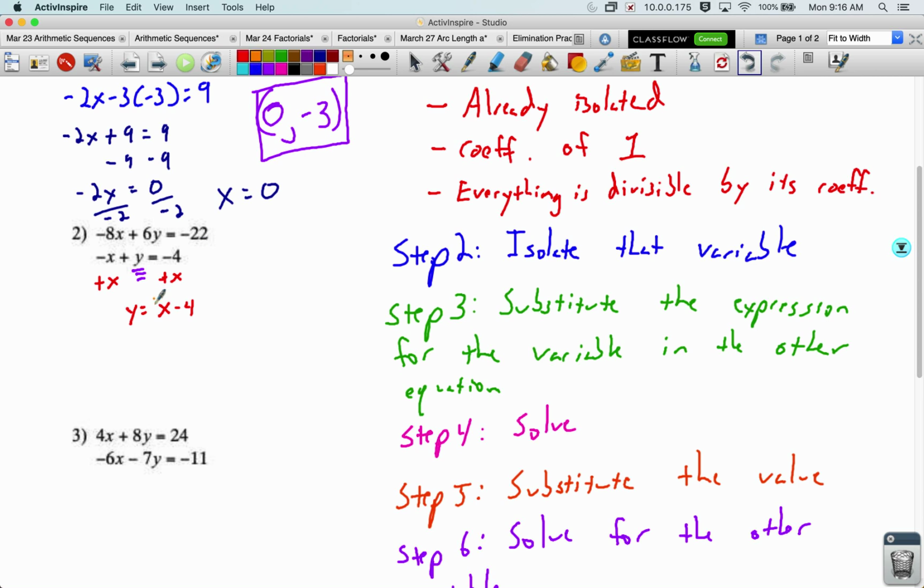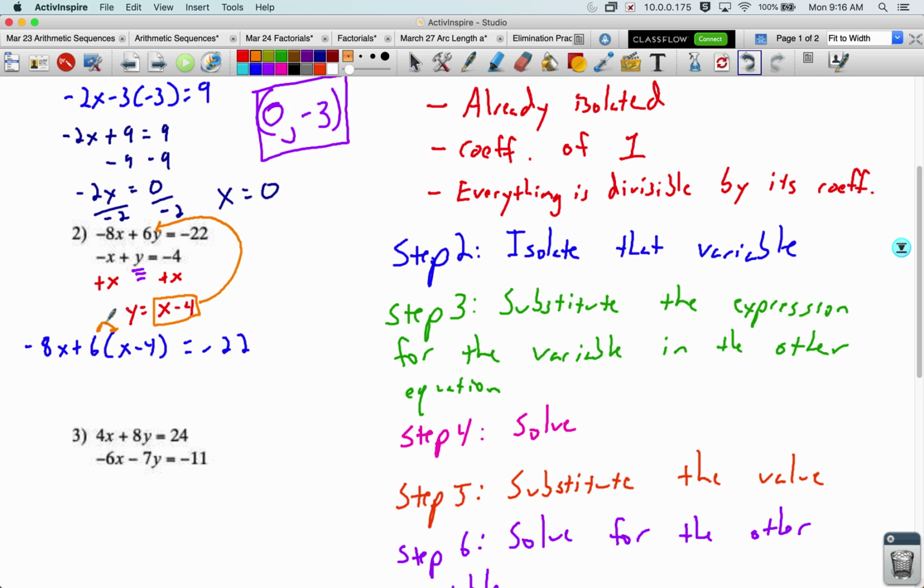Now this expression here, substitute the expression for the variable in the other equation, can come in and replace this y right here. Y is equal to x minus 4, therefore y can be replaced by x minus 4. Now I just got to copy down that top equation, but with the y substituted. So negative 8x plus 6 times, in parentheses, x minus 4. When I substitute, I use parentheses, equals negative 22. And now the only variable here is x, so it can be solved for.